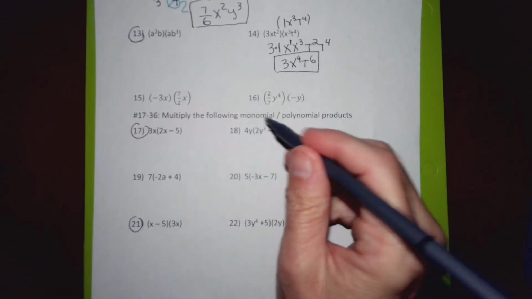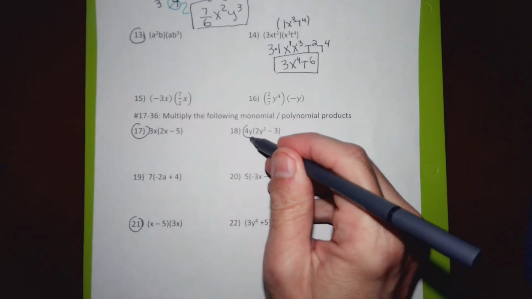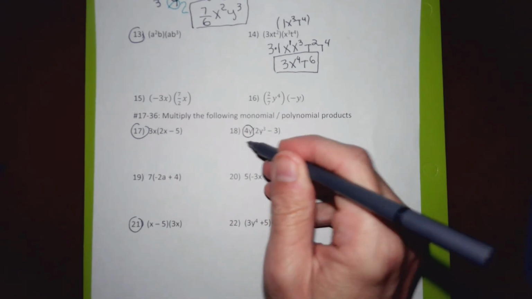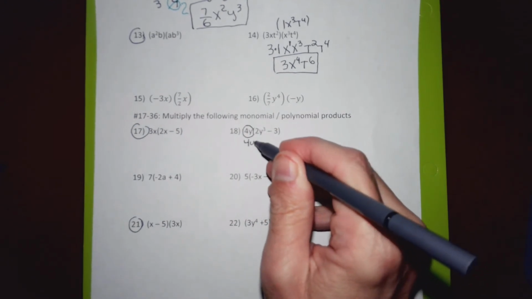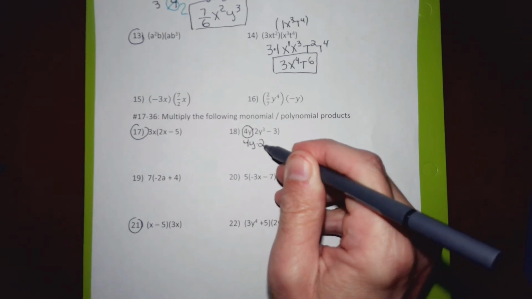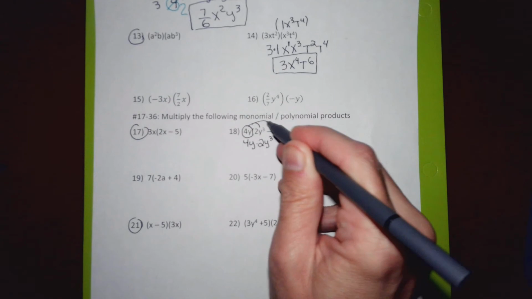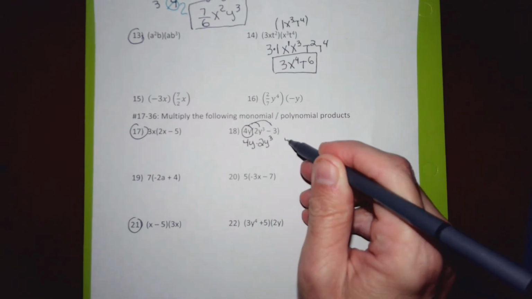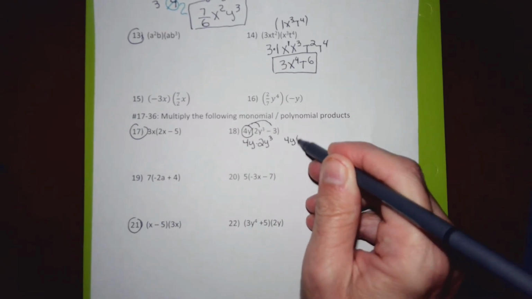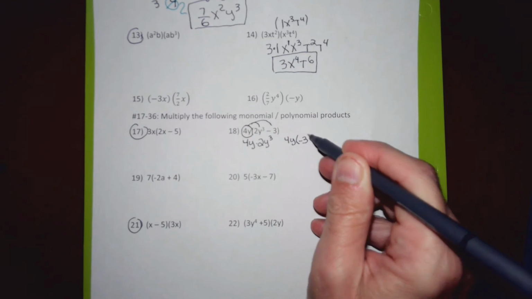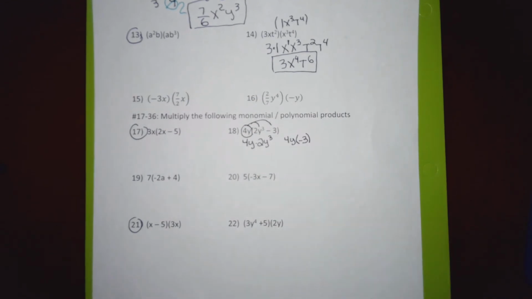To do problem 18, the monomial 4y that's in front of the parentheses needs to be multiplied by the 2y cubed that's in the parentheses that it's left of, and by the negative 3 that's in the parentheses that it's next of. So I'm going to need to do 2 multiplications, and then after I do the multiplications, I need to put the proper sign between the results of the multiplications. It's either going to be a plus sign or a minus sign.